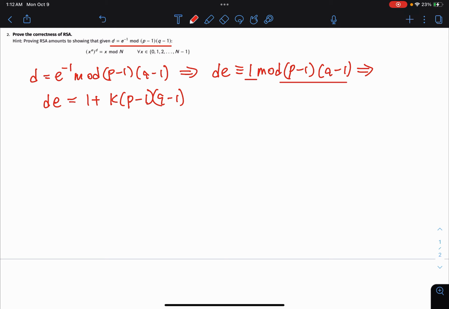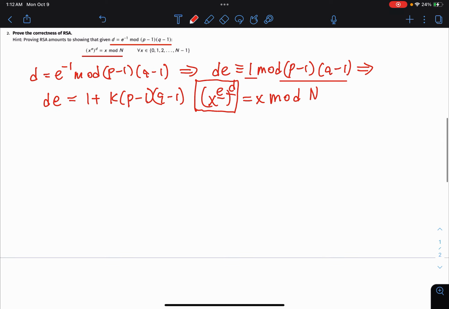Now we have DE. So now let's look at the second equation. X to the power of ED is equal to X mod N. Now, notice that we have X to the power of E, then to the power of D. But remember, with exponents, we can simply multiply that because D is on the outside and it's not on top of E, right? So we have X to the power ED. This is equal to X to the power DE, obviously.